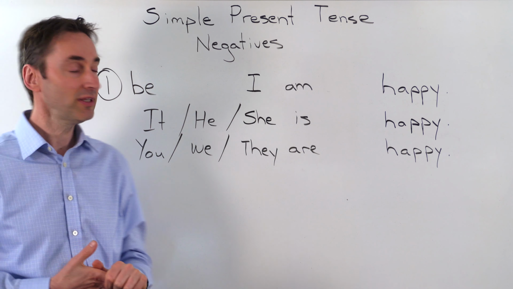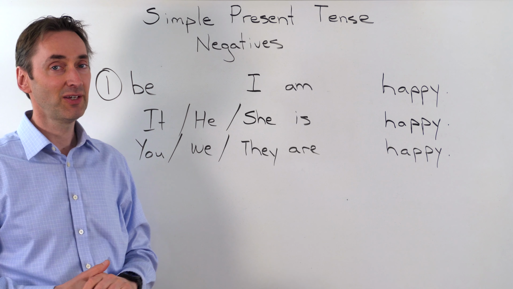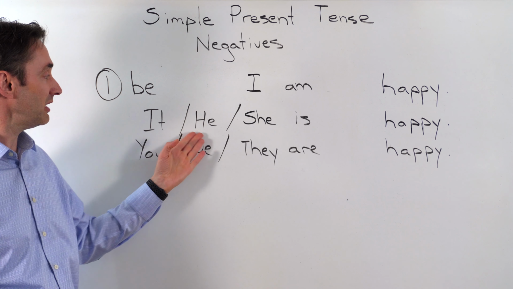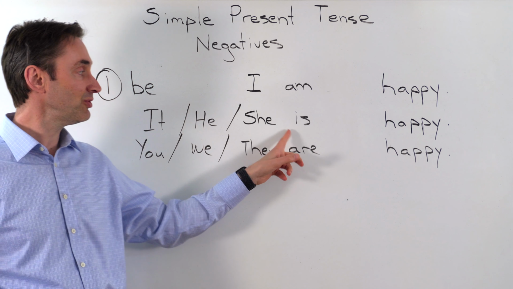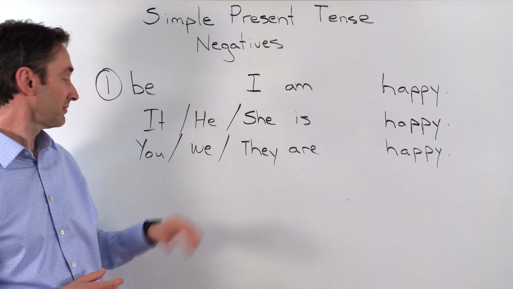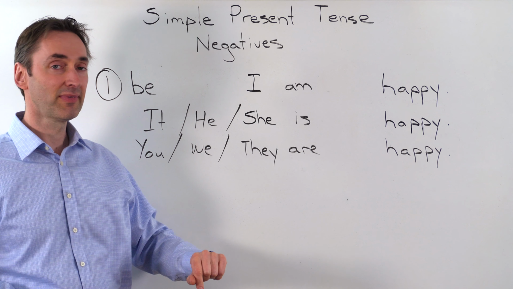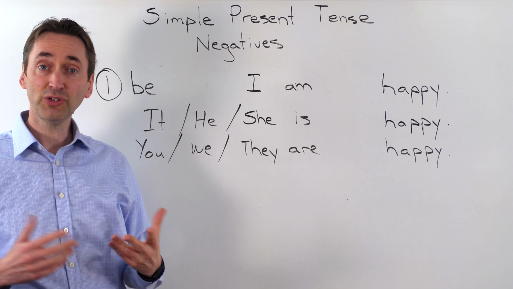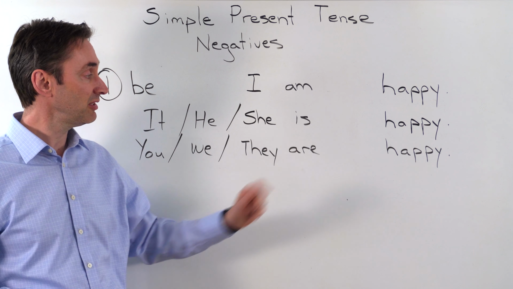With be verb, we can say I am happy. We can also say it, he, she is happy. She, he, it uses the same form of the be verb. You, we, they are happy. In English, depending on the subject of the sentence, the be verb changes into these forms.